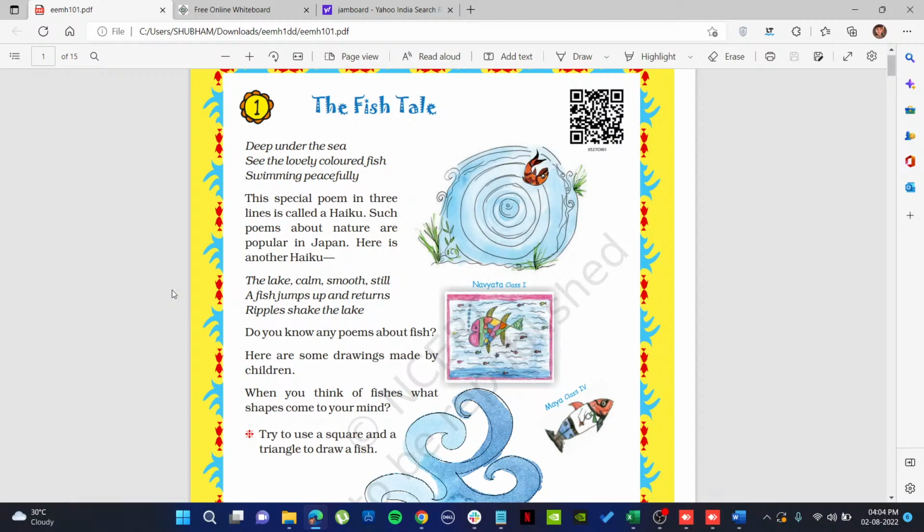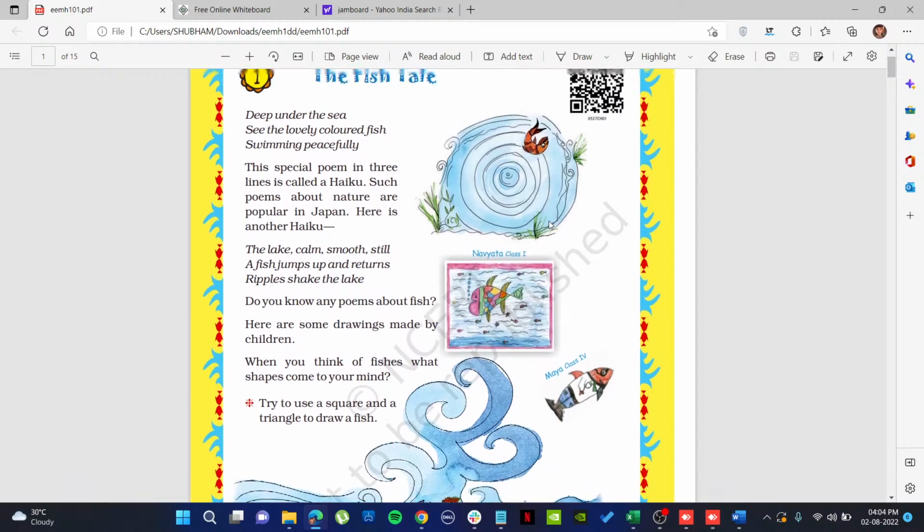Let's explore another haiku. The lake, calm, smooth, still. A fish jumps up and returns. Ripples shake the lake. Do you know any other poem about fish?